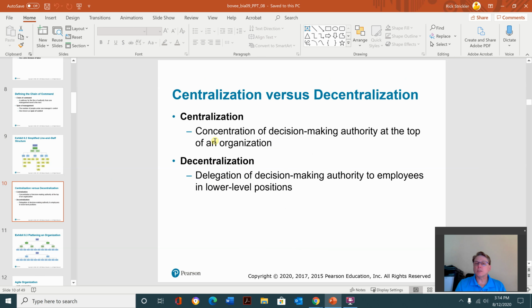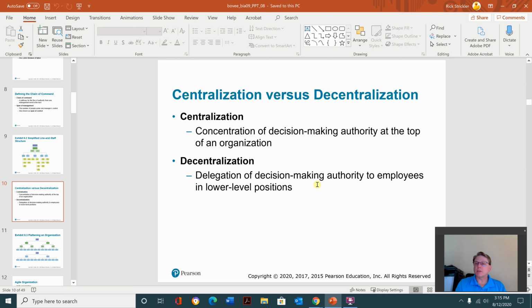Centralization versus decentralization. Centralization, concentration of decision-making authority at the top of an organization. So if they say that they can't make a decision, it has to come from home office, that's a sign that it's a centralized structure, model, organization.